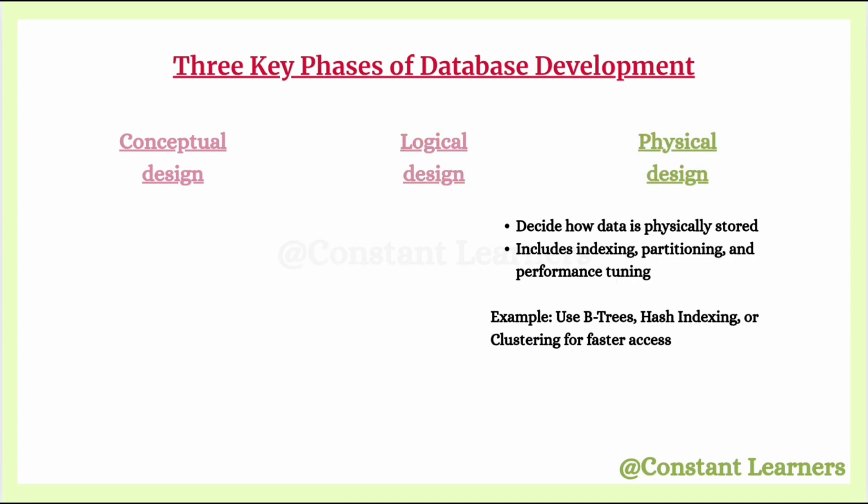Next is the physical design. Now, physical design is the final step where we decide how the database will be physically stored and optimized. It includes indexing, partitioning, and performance tuning. For example, choosing whether to store the data using B trees, hash indexing, or clustering for faster searches. Now we've discussed conceptual and logical designs in detail in previous videos. Physical designing portion will be discussed in detail in the future videos. I hope that you've understood what is a conceptual design, logical design and physical design.